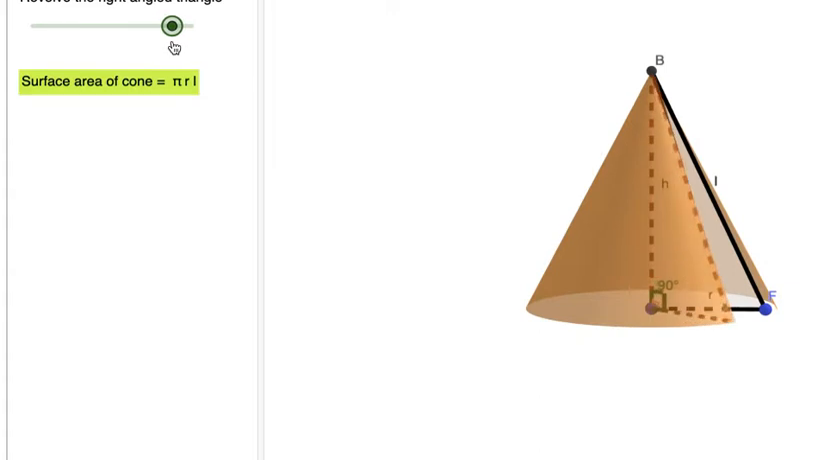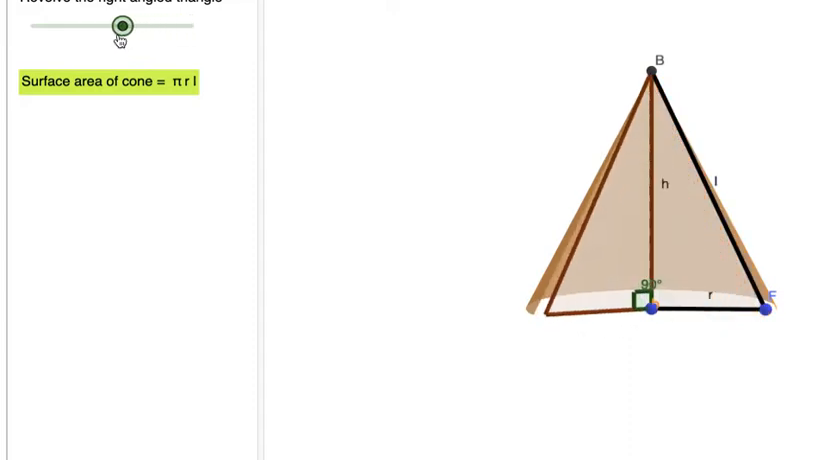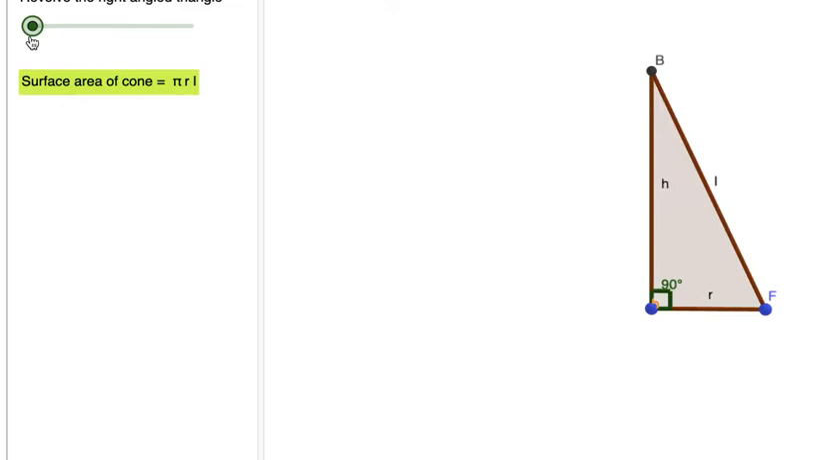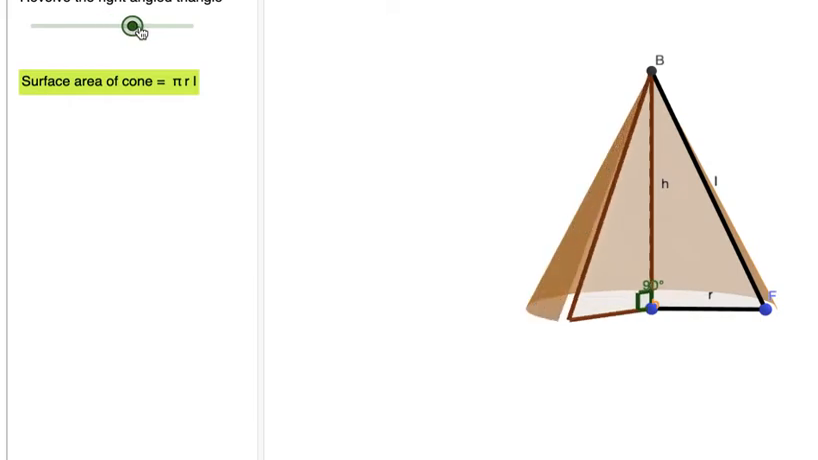It is forming a cone with radius R and height H, and the L as the lateral length. That is, the surface area of the cone is pi r L. So this is the basic thing, how the cone is formed. The cone is formed from a triangle. If you revolve a triangle, this forms the cone.